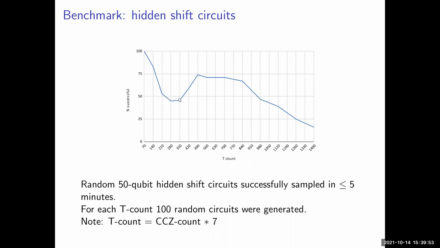By the way, there is this bump here where somehow if we increase the T-count for a while, we can actually simulate them better, and we have no idea why. So if you have any clue as to why simulation might become easier if you increase the T-count, but if you increase it even more, it becomes harder, please let us know, because it's a complete mystery for us.